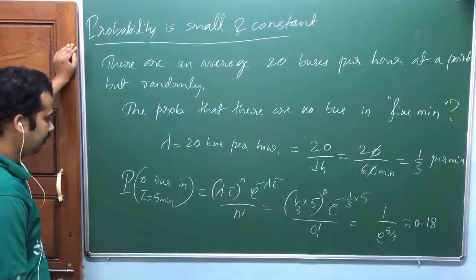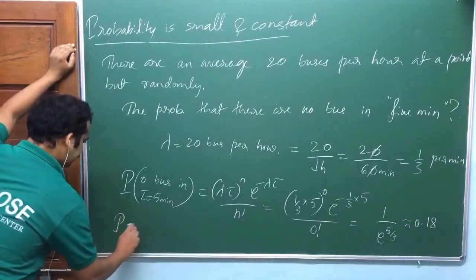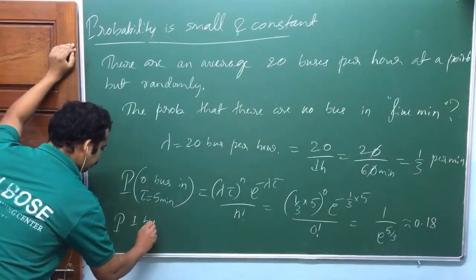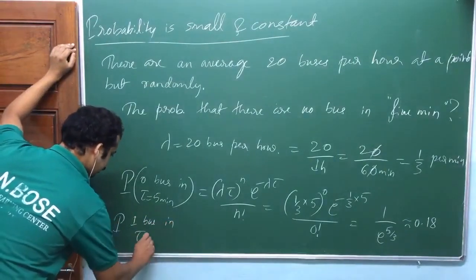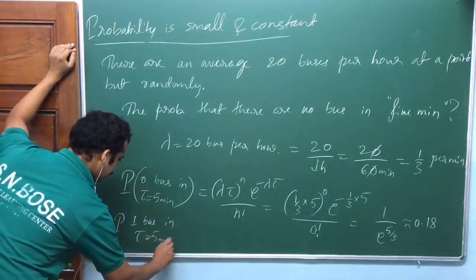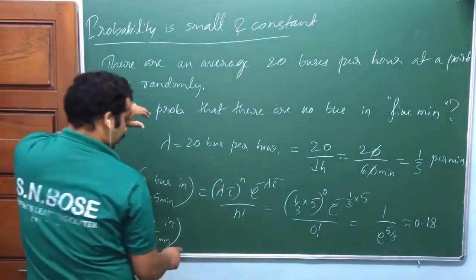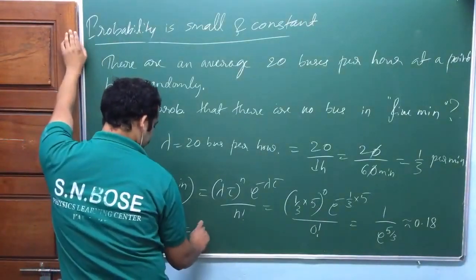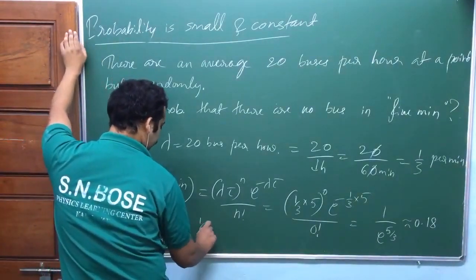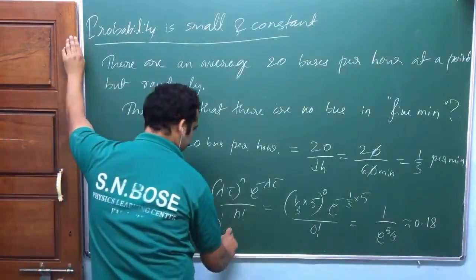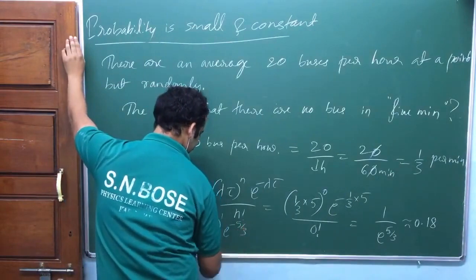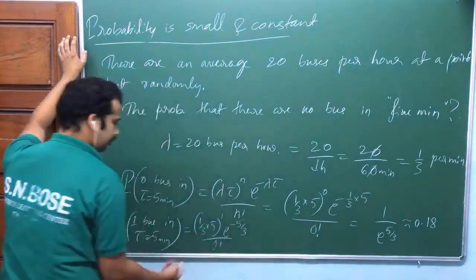Is that okay? So now similarly you can find probability of getting one bus in 5 minute interval, in tau equal to 5 minutes. So that's equal to lambda tau, 1 by 3 into 5, raised to 1. Am I right? So e power minus 5 by 3 divided by 1 factorial, isn't it? You can do this.